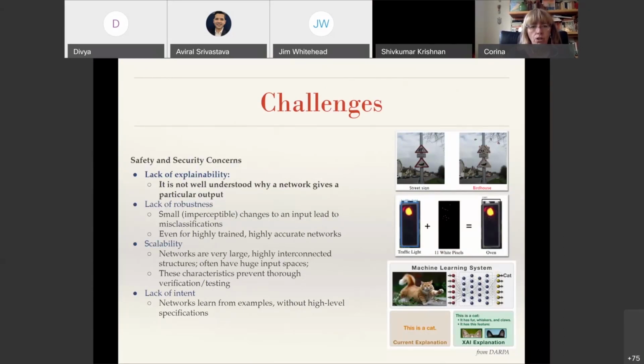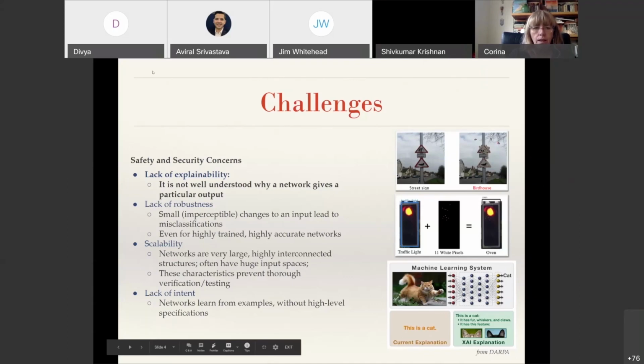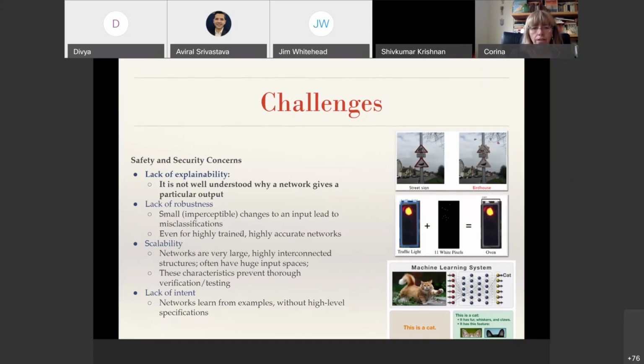Then there is also a lack of robustness. So for instance, small changes to an input lead to misclassifications. So this has been observed that even for highly trained, highly accurate networks, this happens. Now, our work at NASA Ames is concerned with trying to apply formal methods and rigorous testing techniques, but they are met with serious scalability challenges for neural networks because they are very large, they are highly interconnected structures, they often have huge input spaces, and these characteristics make verification and thorough testing particularly hard.